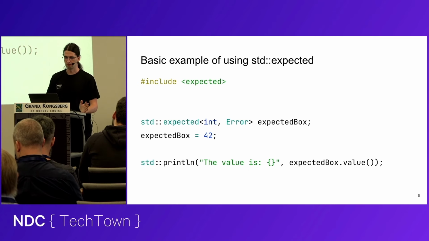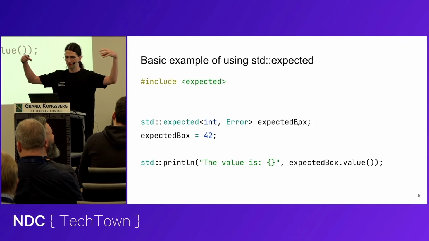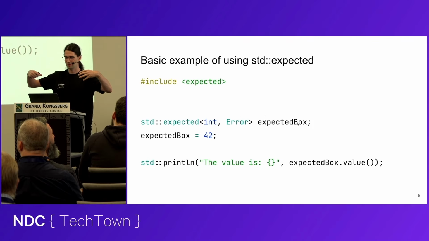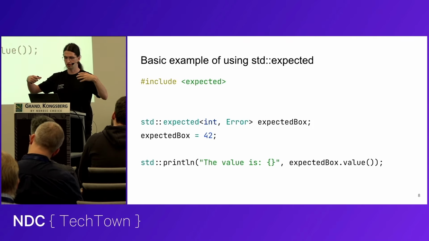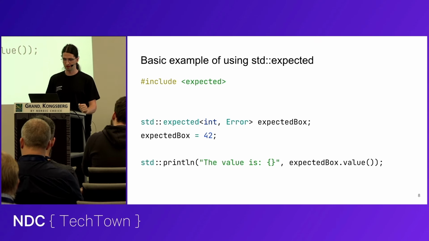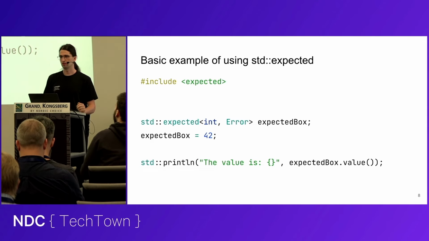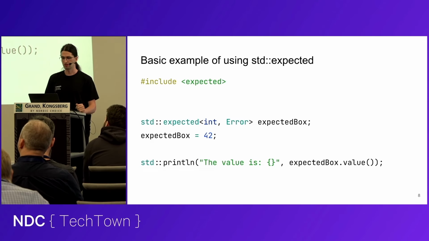This is a very basic example of usage. I usually use this notation of a box. It's kind of a box where I can put something. In this case, it's either an integer value or some custom error. We don't care what kind of error it is right now. Then once you put in, for example, 42 here, you can access it by using .value and print this value, for instance.